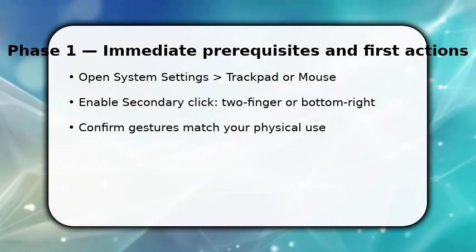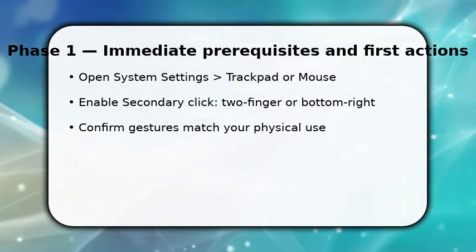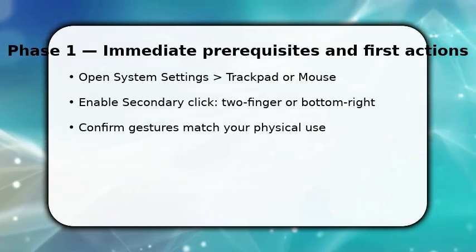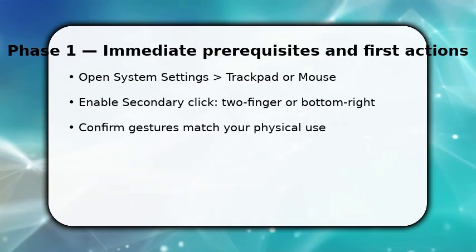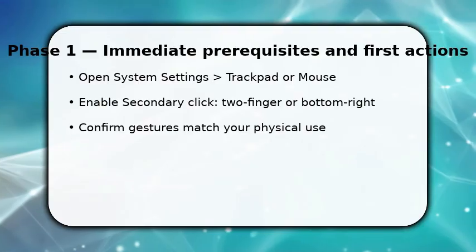You start by enabling the secondary click so the Mac knows what you want. Open System Settings, then Trackpad or Mouse. Choose the secondary click type, two-finger tap or bottom right physical click, because each feels different and maps to distinct gestures. Once done, test on the desktop.